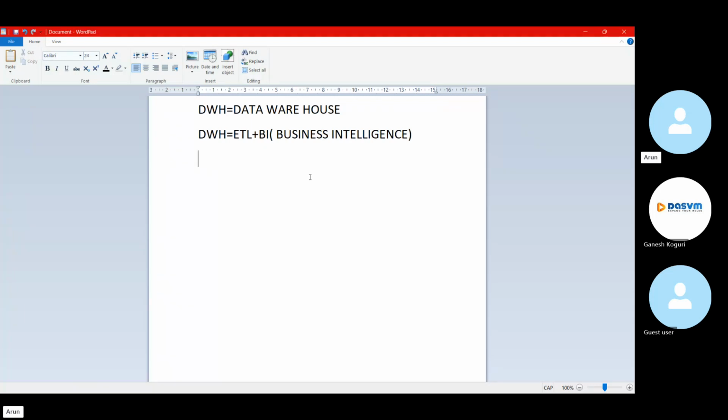From the data warehouse's point of view, we have various source systems. The source systems may be like Oracle database, SQL Server, etc. In order to make the data proper and clear for a business purpose, ETL tools are used. So this is how ETL comes into the picture in a data warehouse. In the market, we have some ETL tools like Informatica, the current trending one. I will type here: Informatica, DataStage.